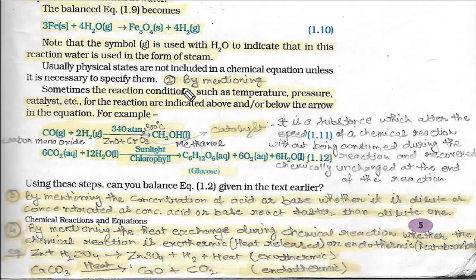Now we will come to the second point: how we can make a chemical equation more informative. The second way is by mentioning the reaction conditions such as temperature, pressure, catalyst, etc. That means at what temperature, at what pressure, or which catalyst is being used in the reaction. These reaction conditions are mentioned above or below the arrow that we put between the reactant and product.